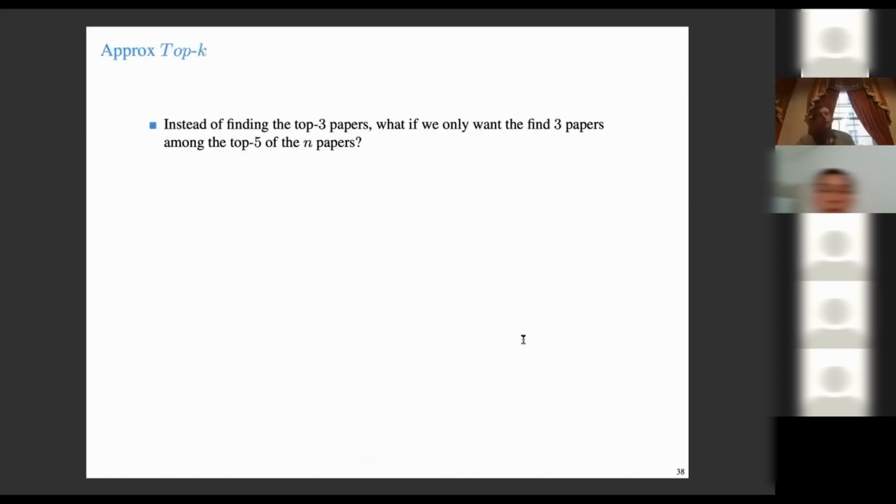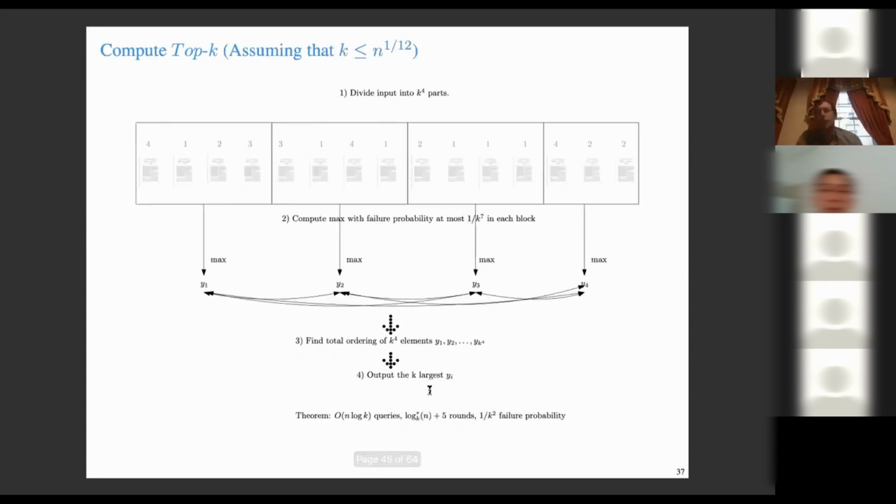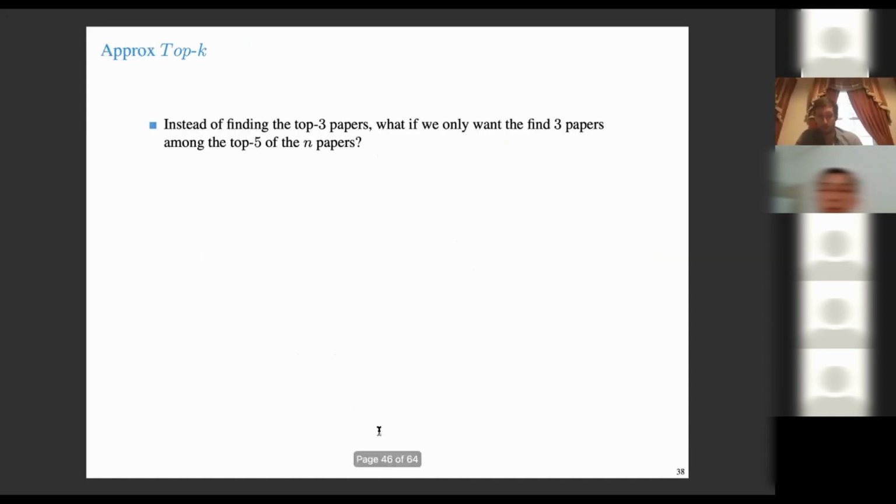But what this also means is if it takes n log k, then that's actually a lot if you think about conference proceedings, because paying the n log k for SODA is really costly. So you can ask, okay, maybe we don't want to find the best k papers. Maybe we can allow some slack. And one way of doing it is trying to find papers that are reasonably good.